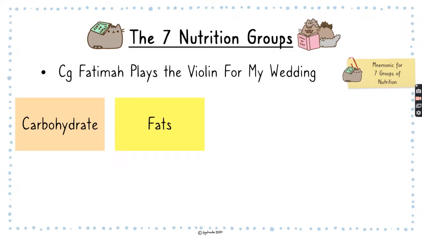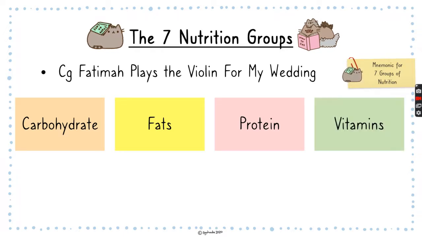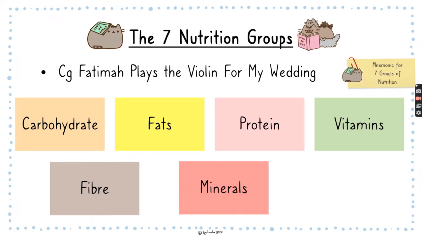Fatima, F for fats or lipids, remember the word lipids. P for protein. V, violin, for vitamins. F is for fiber. The M is for minerals, and W, wedding, is for water. So these are the 7 groups of nutrients that you need to remember for animal nutrition.